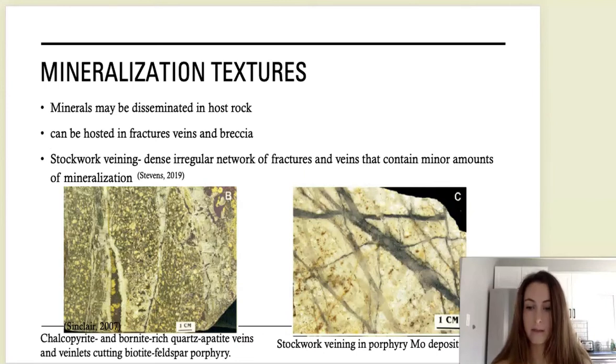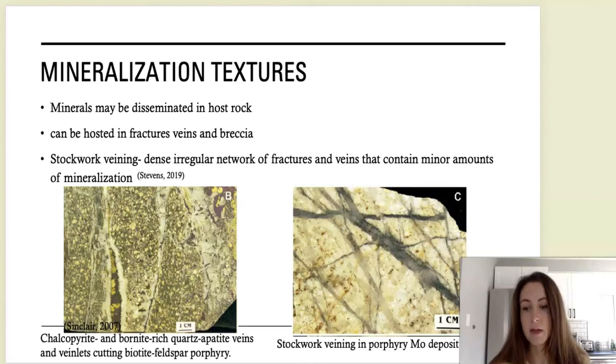Minerals may be disseminated in the host rock. These are fine-grained ore minerals scattered throughout the host rock, and there may be veins, breccia, specifically stockwork veining, which is a dense irregular network of fractures and veins that commonly contain minor amounts of mineralization.